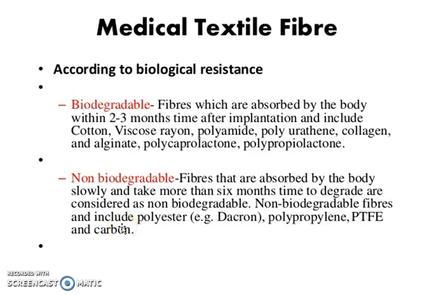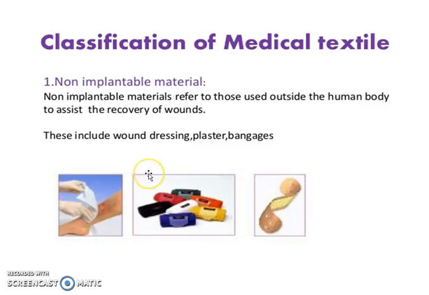Again, these medical textile fibers are classified into the biodegradable and non-biodegradable. Biodegradable fibers are those fibers which are absorbed by the body within 2-3 months, whereas non-biodegradable fibers are those fibers which are not absorbed by the body in a period of 6 months. So the classification of medical textile is into a non-implantable material. Non-implantable materials refer to those used outside the human body to assist the recovery of wounds. These include wound dressing, plaster and bandages.